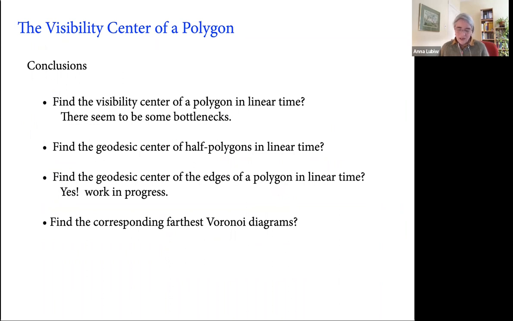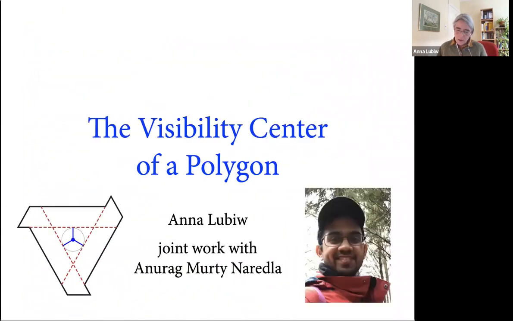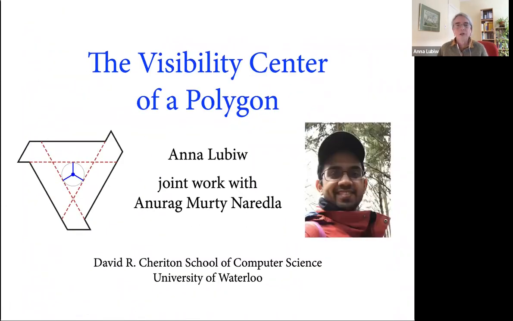And this is another case where I guess farthest in this case is somewhat neglected. If you think of the nearest Voronoi diagram of the edges of a polygon, that's the medial axis, right? That's done to death, linear time and everything. And here we're asking a similar thing, but for farthest: the farthest Voronoi diagram of the edges of a polygon. So we're working on that as well. Again, joint work with Anurag, part of his PhD thesis. And I'm happy to take questions.